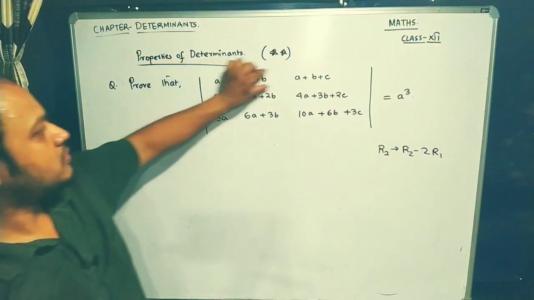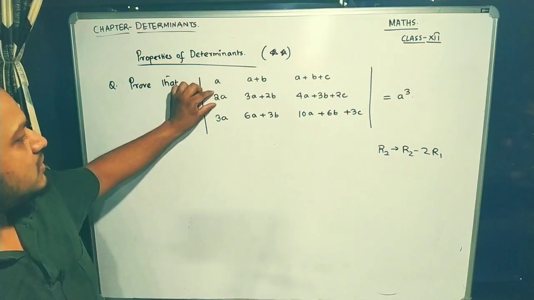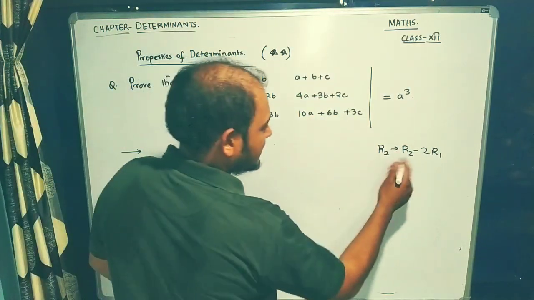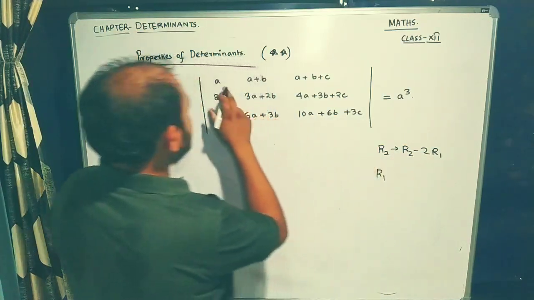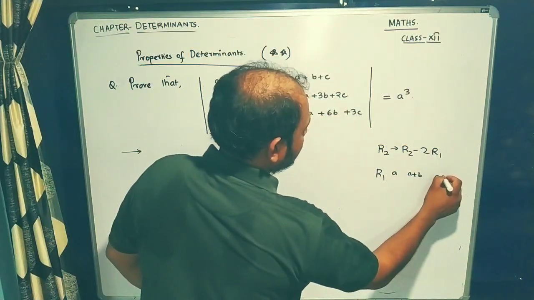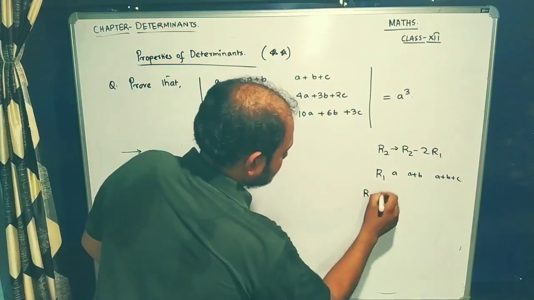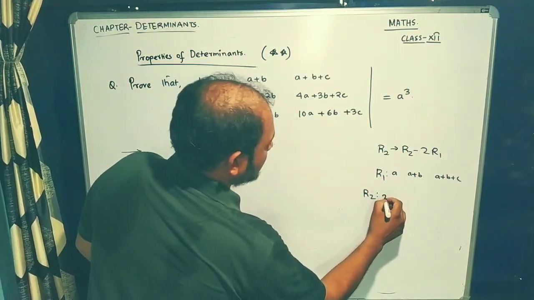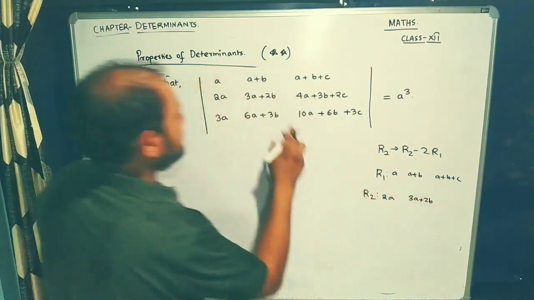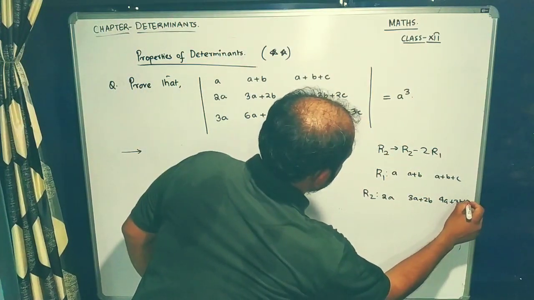So this is your first row, right? If you multiply this first row with the number 2 and then subtract this row from that row and put the result in this position, then it will be 0. So let us see what is the second row. Sorry, first row is a, a plus b, a plus b plus c. Okay, and second row is twice a, 3a plus 2b, then 4a plus 3b plus 2c.